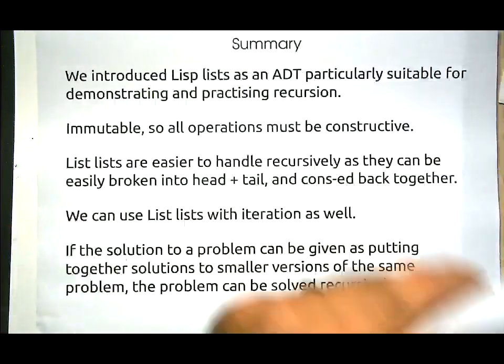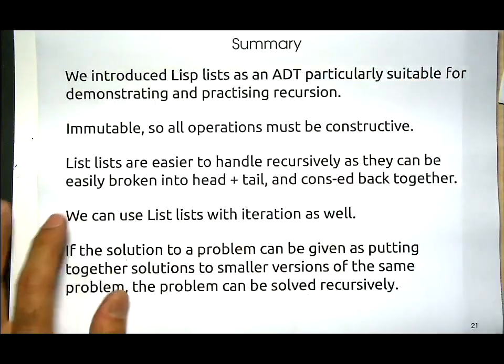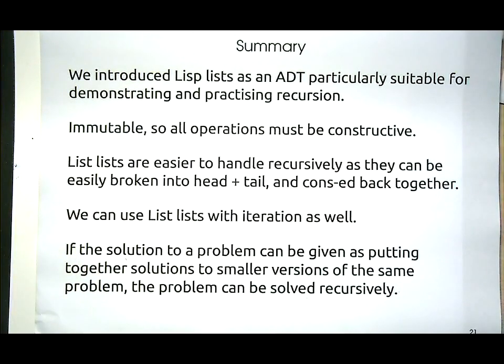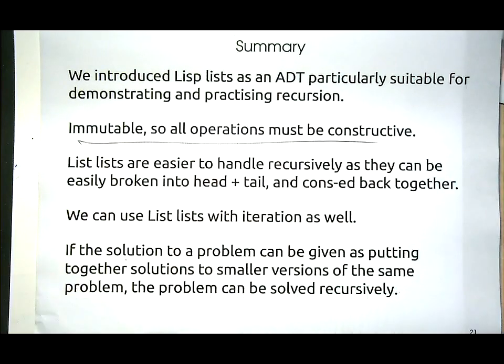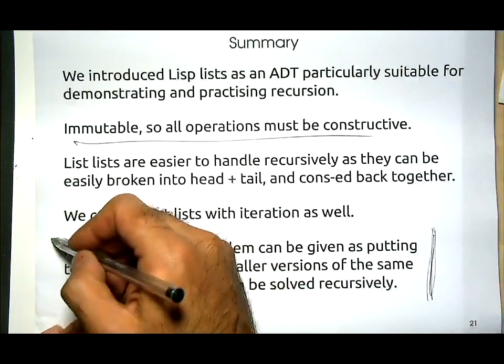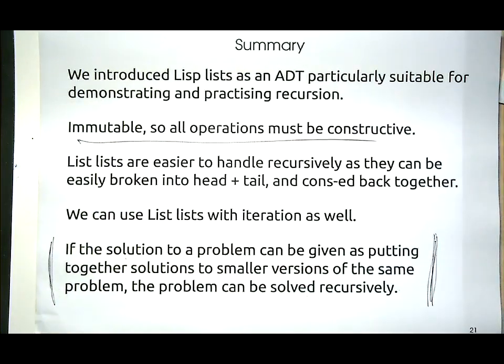Anyway, I think we're out of time, so let's sum up. What we saw today is an abstract data type that is particularly useful for writing recursive algorithms. It's immutable, so all the operations that we write are constructive. It's easy to use with recursion, but you can use it with iteration as well. And what does it mean to solve a problem recursively? It means you apply your method to smaller parts, to smaller problems, and then you put them together to get a solution.